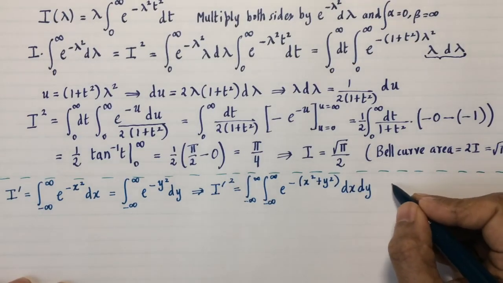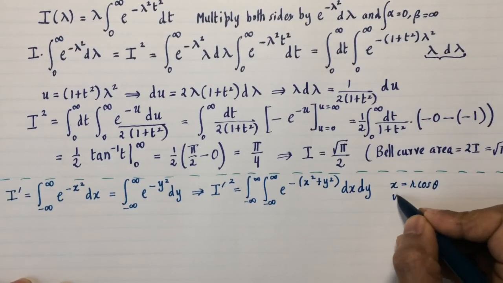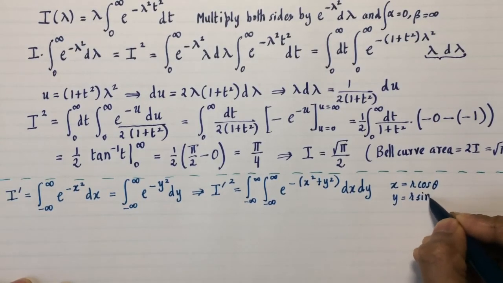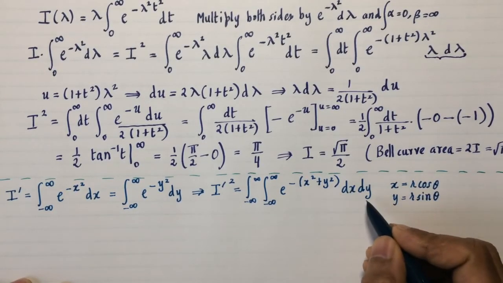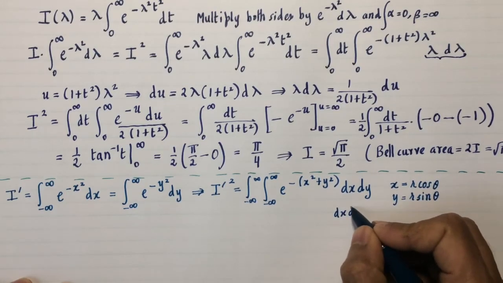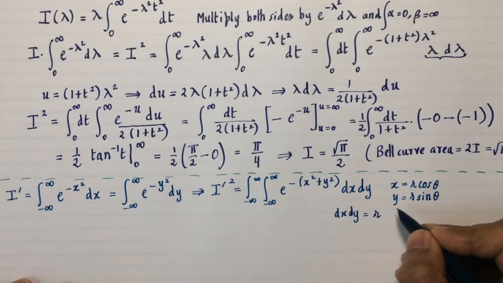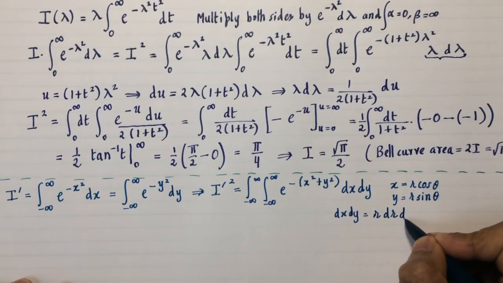So I'm going to choose the substitution x equals r cosine theta, y equals r sine theta. Then x squared plus y squared will end up being r squared, and dx dy in polar coordinates, you can show that dx dy is equal to r dr d theta.